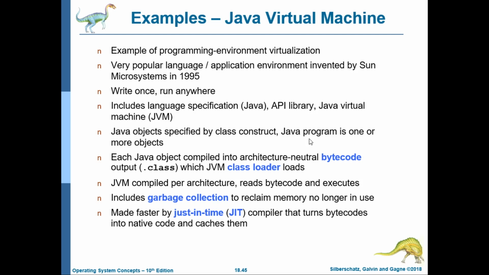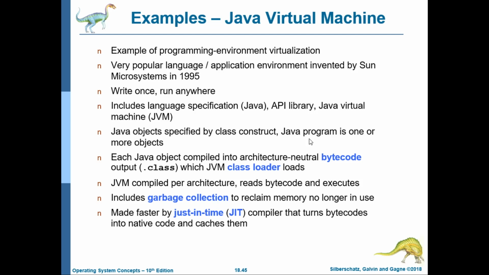Okay, another one is the Java Virtual Machine, an example of programming environment virtualization. It is a very popular language application environment invented by Sun Microsystems in 1995. It has this notion, write once, run anywhere, so the JVM is very portable. It includes the language specification, which of course uses Java, the API library, and then the Java Virtual Machine, or the JVM.